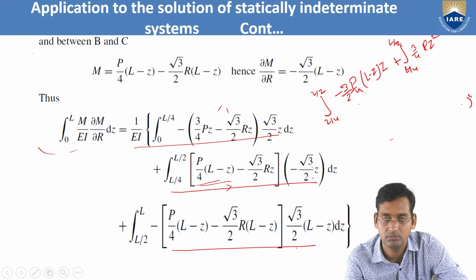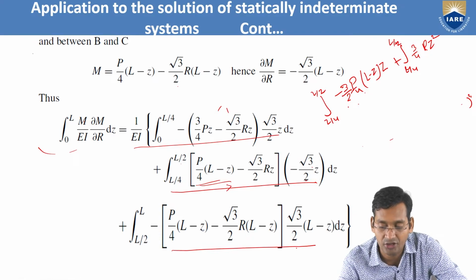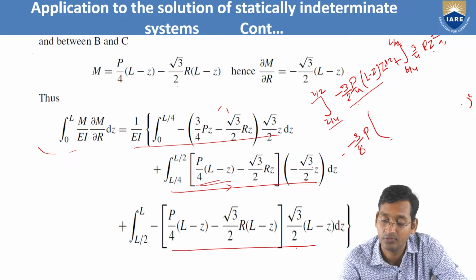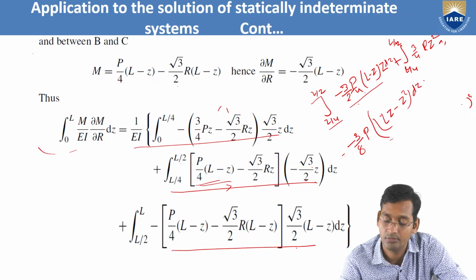Now this you can simplify further and integrate it, or first expand this one, and then just integrate it. After integrating, you have to substitute the limit L by 4 to L by 2. So this is minus 3 by 8, p is common. Now this will be Lz minus z square, and dz will be there with each term. So Lz minus z square dz, right?